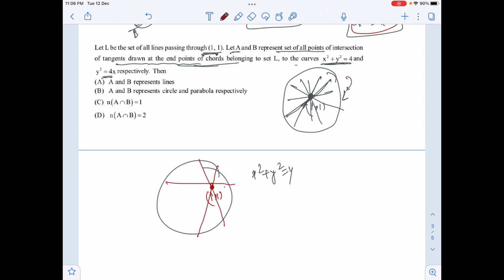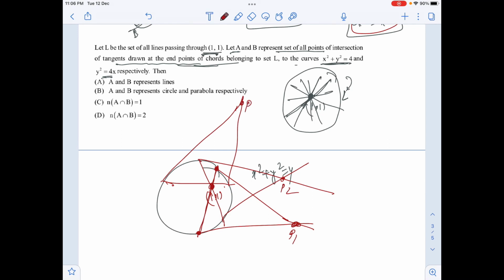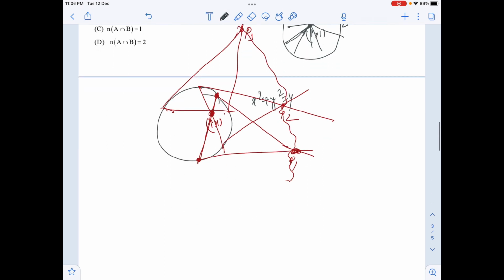Now set A represents the set of all points of intersection of tangents drawn at the end points of chords belonging to set L. So all these lines of set L will behave as a chord to the circle. At the end points of a chord, where they intersect the circle, if we draw tangents, they'll meet at a point. Let's say this is P1. For another chord, you can play the game. They meet at P2. For another chord, maybe they meet at P3. So basically, we have to find on what curve these points lie. So basically, the locus of the point of intersection of tangents at the ends of chords passing through one point.